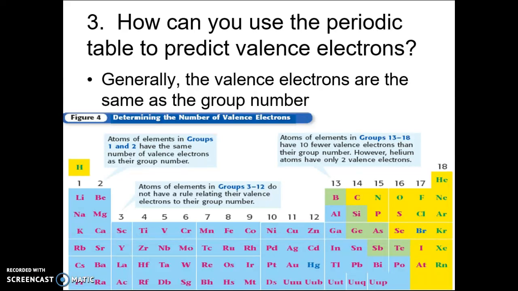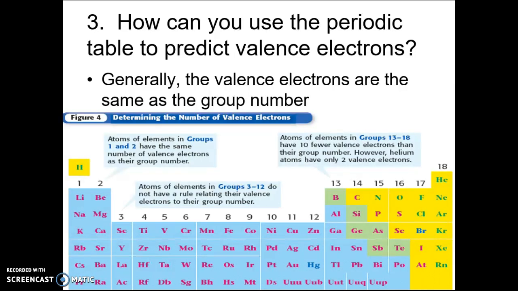Number 3 asks us, how can you use the periodic table to predict valence electrons? It's actually kind of handy. We've just finished talking about the periodic table. And if we want to know how many valence electrons a particular element has, sometimes we can look at the periodic table to tell us. If you look at groups 1 and 2, here's group 1, here's group 2. Group 1 has 1 valence electron, so every element in group 1 has 1 electron in the outer shell. Group 2 has 2 valence electrons.